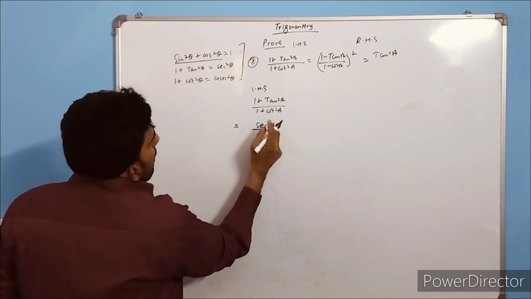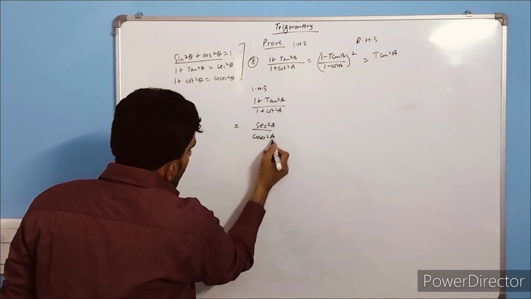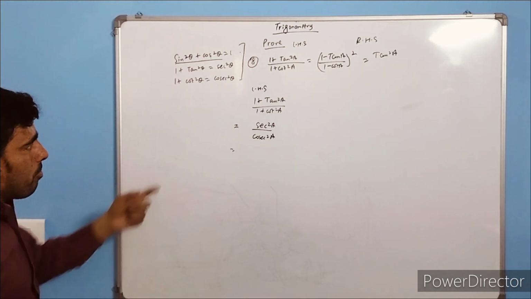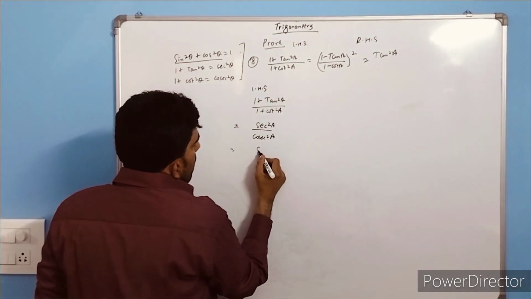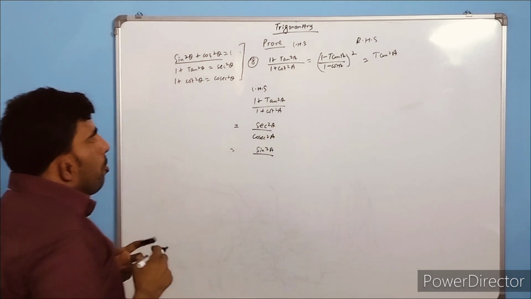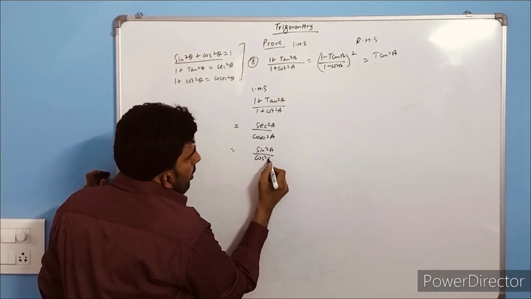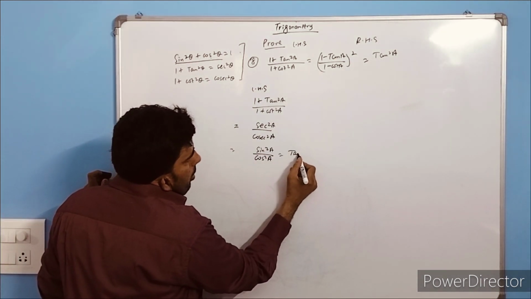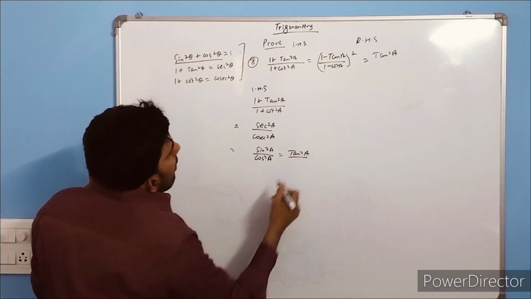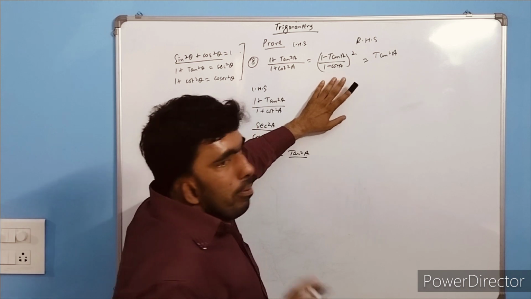Okay. 1 plus cot square A is cosec square A. Now we know that 1 upon cosec square A is the reciprocal of sin square A, and 1 upon sec square A is the reciprocal of cos square A. 1 upon cos square A will be sec square A, you can write easily. So what I got? Tan square. So here I have proved the LHS equal to tan square A, but I need to prove this also.